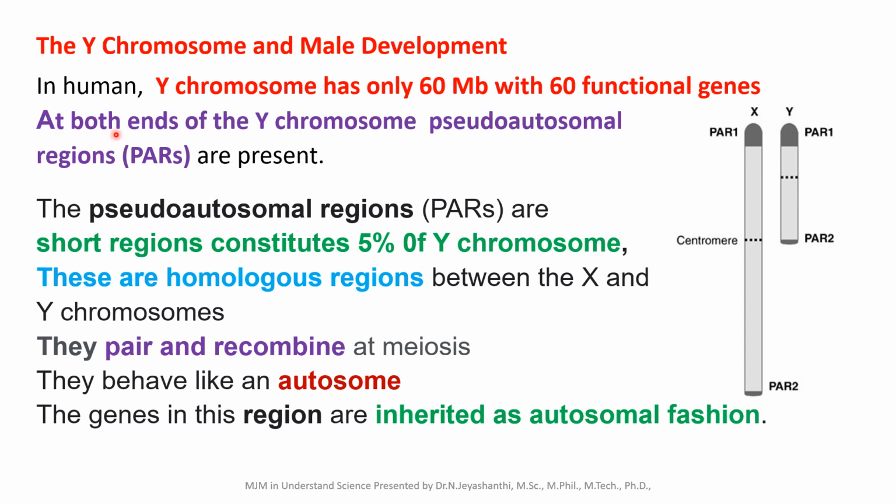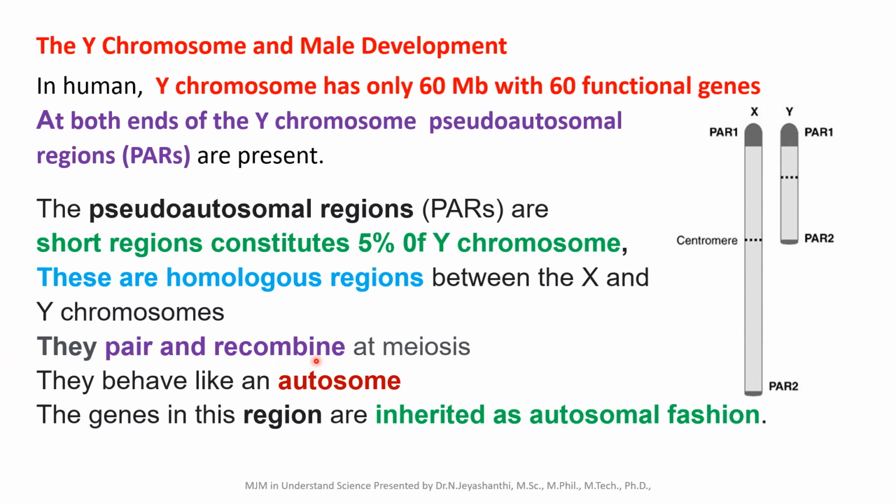Y chromosome at both ends has pseudo-autosomal regions. This is known as PAR regions. These pseudo-autosomal regions are short regions. They constitute only 5% of the Y chromosome. These are homologous regions to the X chromosome. Other regions are different. X chromosome has different genes, Y chromosome has different genes. But only here in the pseudo-autosomal region, the genes are homologous.